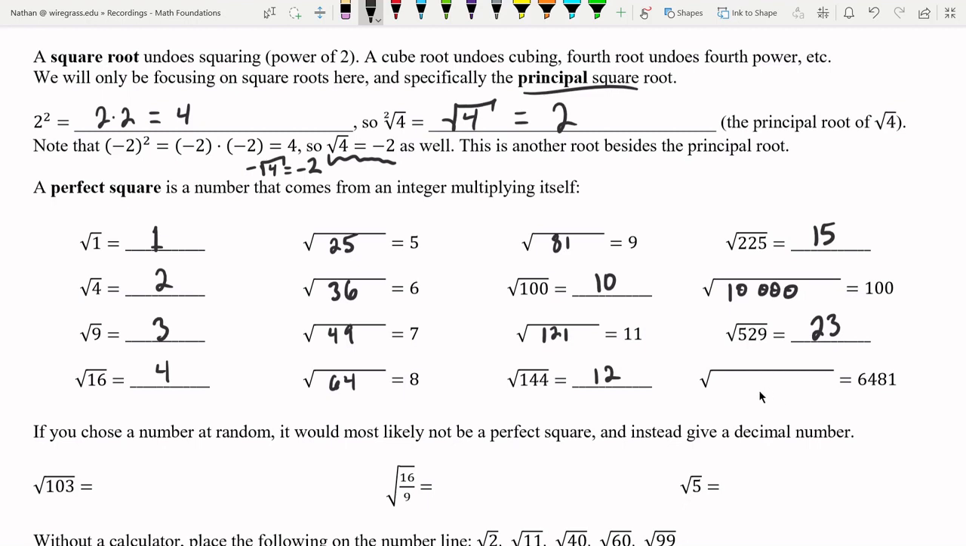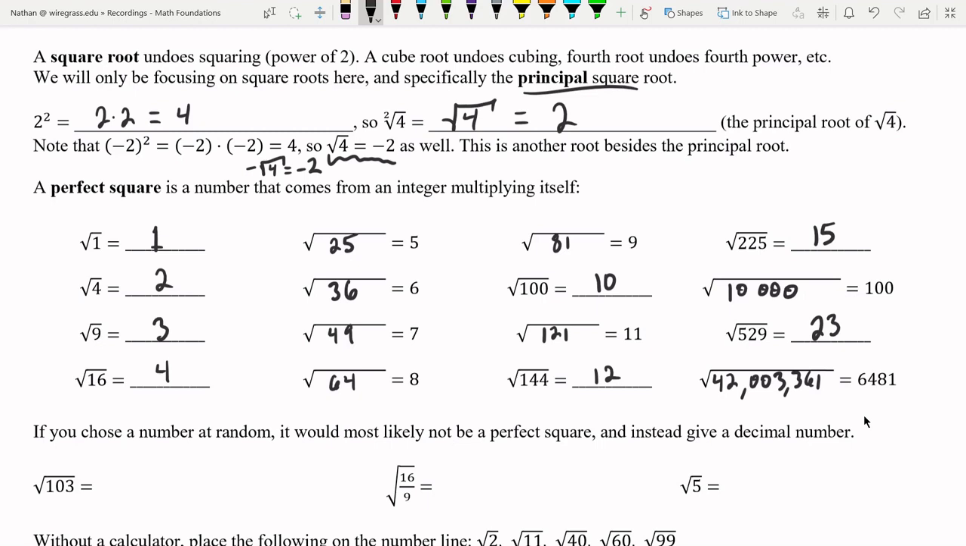And finally, for this one here, this is going to be a large one. I'm just going to take 6481 and multiply it by itself. 6481 times 6481. And that gives me 42,003,361. If you chose a number at random, it would most likely not be a perfect square like I have written here.